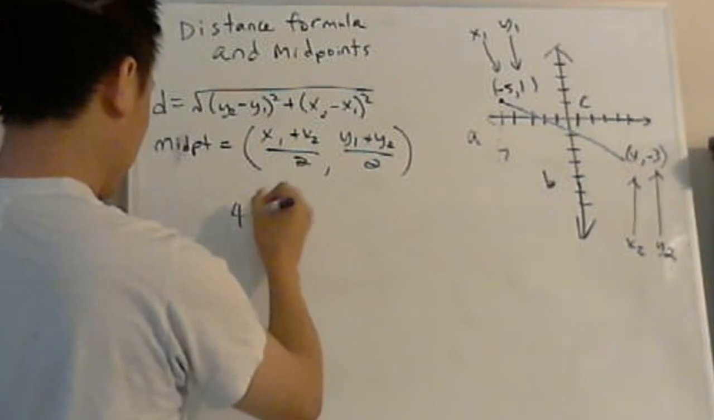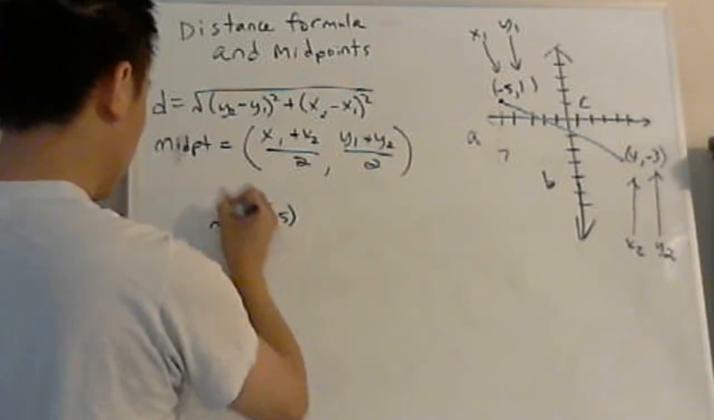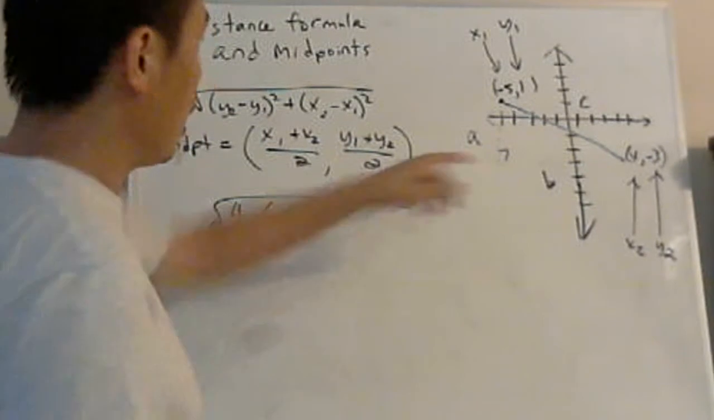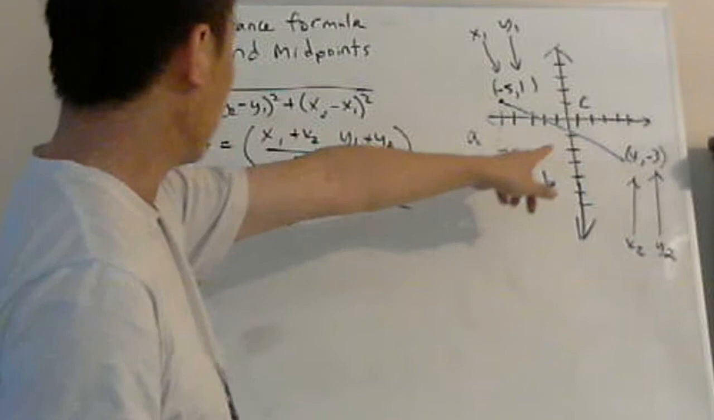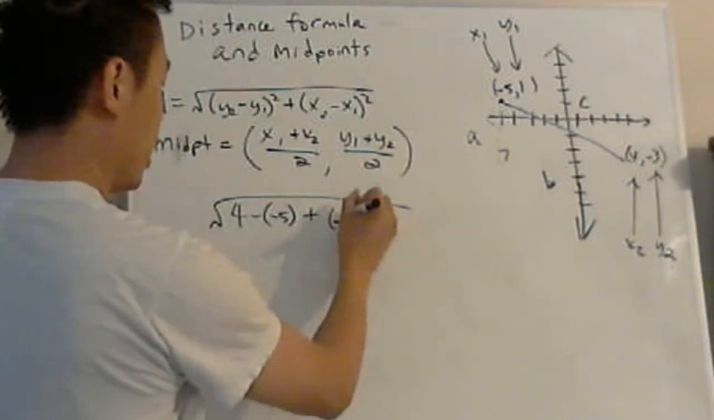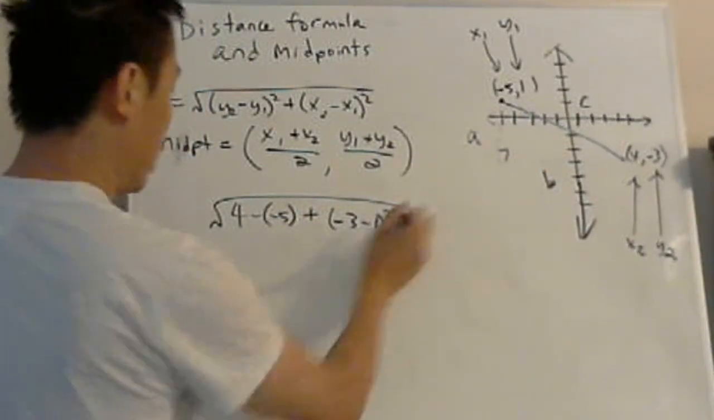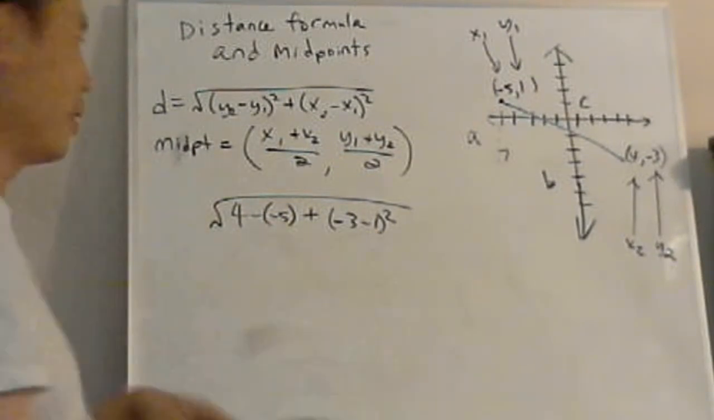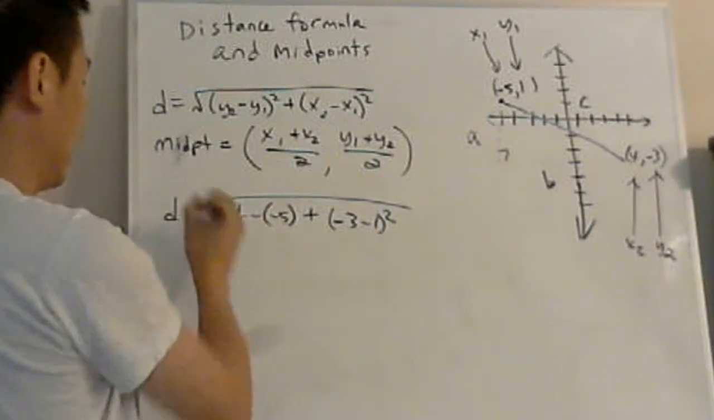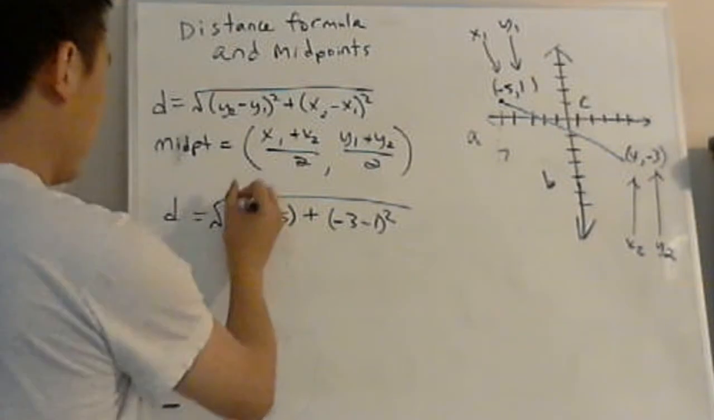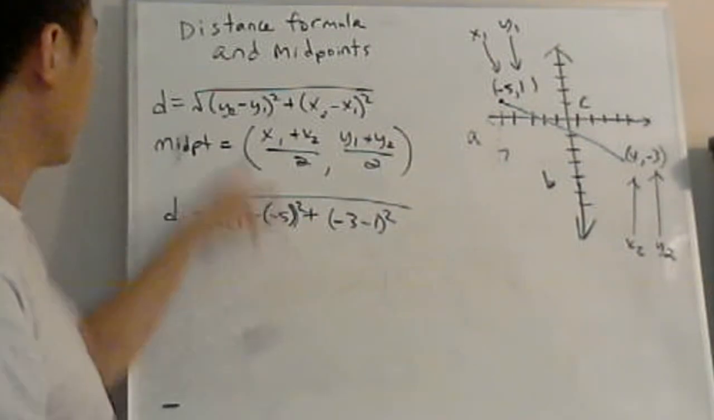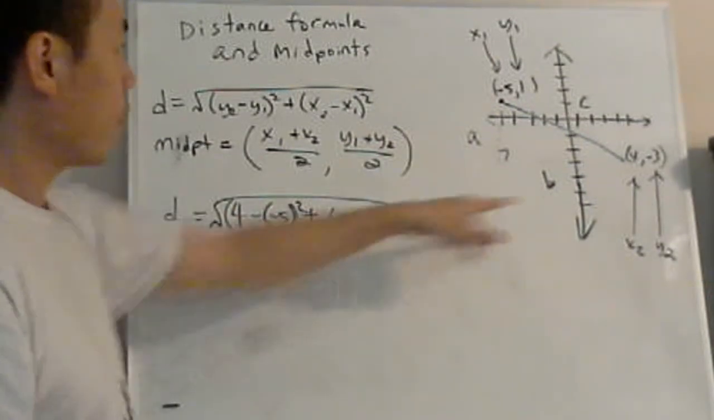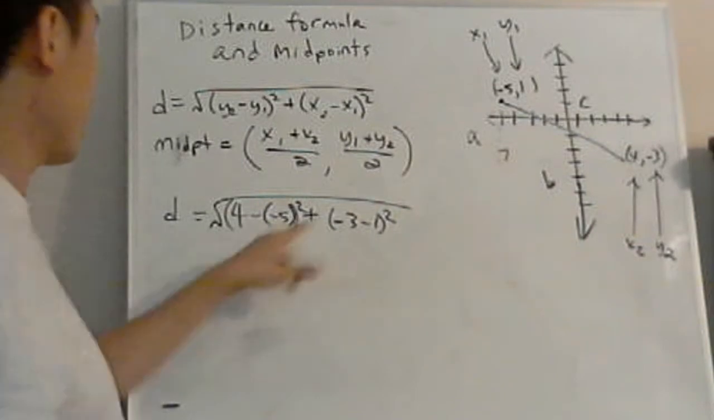You plug it in. Okay, let's do it using the formula. So you have negative 3, oh, I did the x's first. That's okay, negative 3 minus 1. I kind of rearranged the x's and y's, but it doesn't really matter, it's the same thing. So you get 4 minus negative 5, squared, plus negative 3 minus 1, all squared, okay?